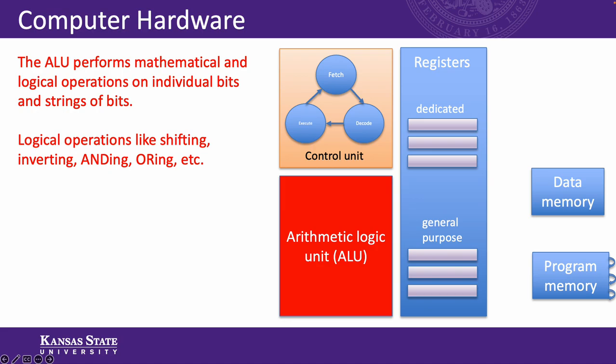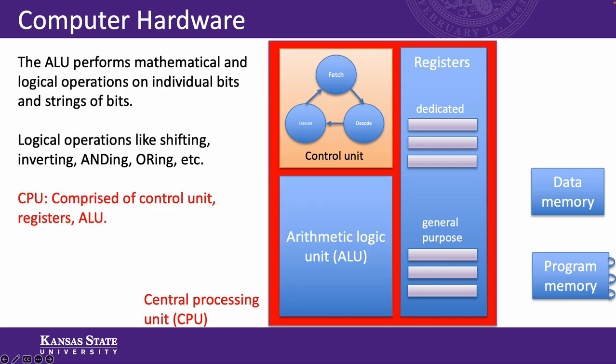The instruction will move the add-ins in the addition example into 2 specified registers and indicate where to put the sum. So again, the instruction will say where the 2 add-ins are located, and then once the computation is complete, where to put the sum. The control unit, the registers, and the ALU collectively comprise what's called the central processing unit, or the CPU for short.